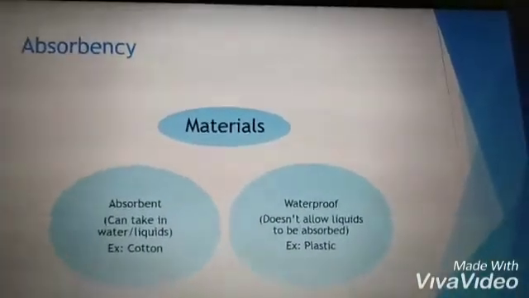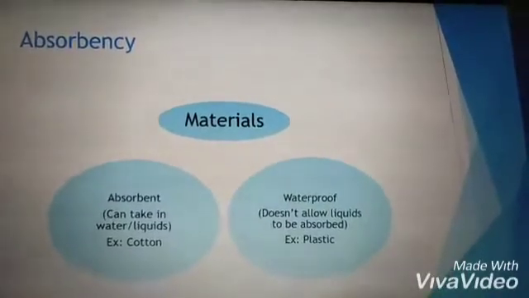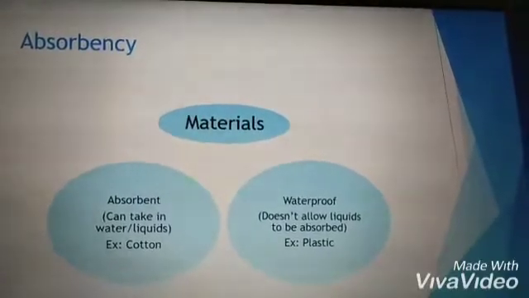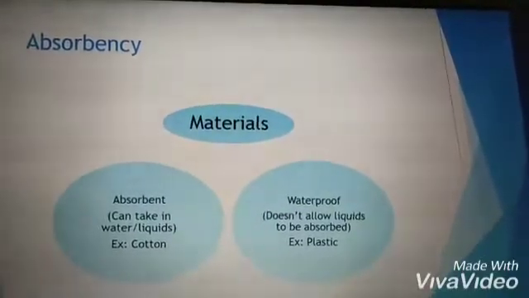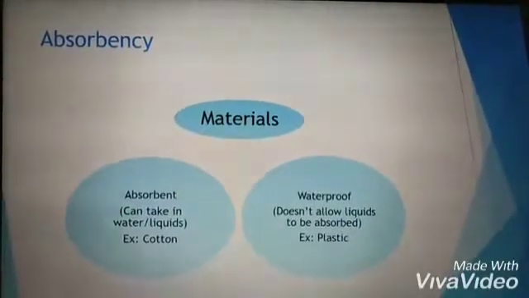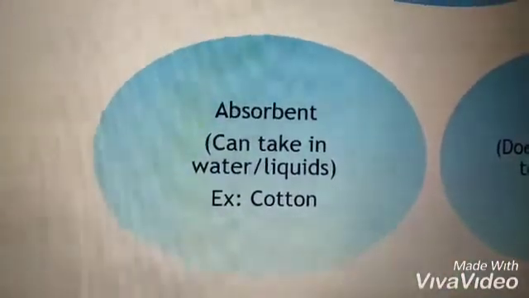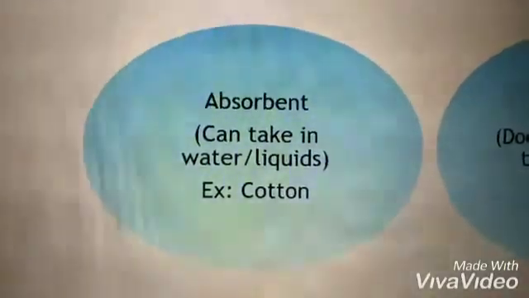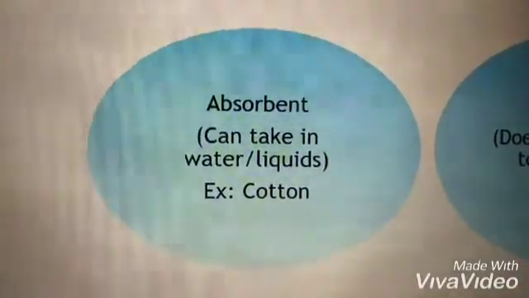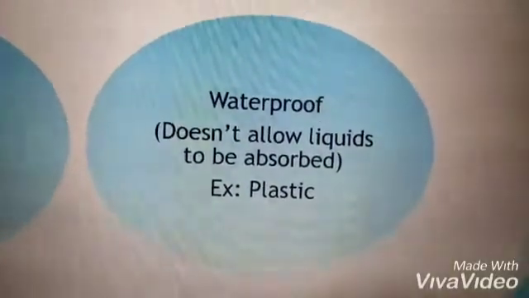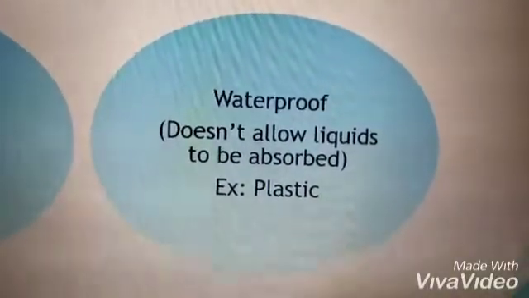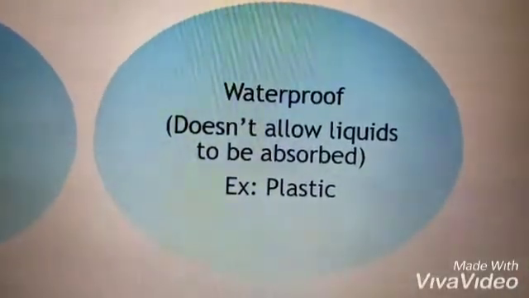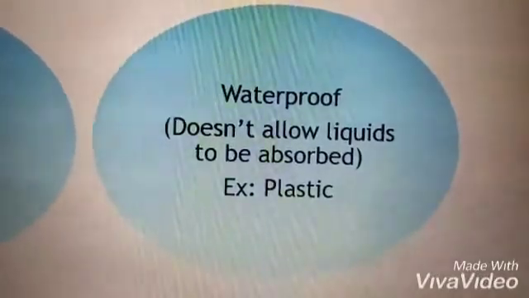Absorbency. Materials can be divided into two main types: absorbent materials and waterproof materials. What is the difference between both types? Absorbent materials can take in water or liquids. An example of absorbent materials is cotton. Waterproof materials don't allow liquid to be absorbed. An example of waterproof materials is plastic.